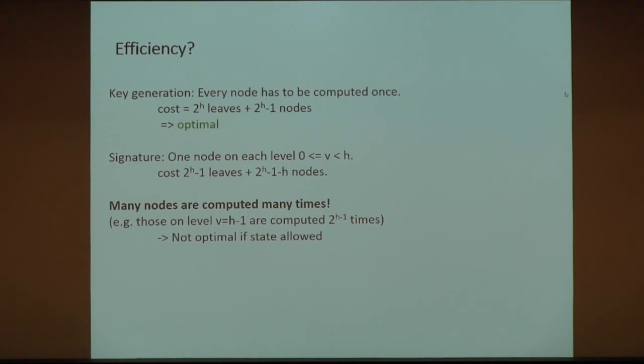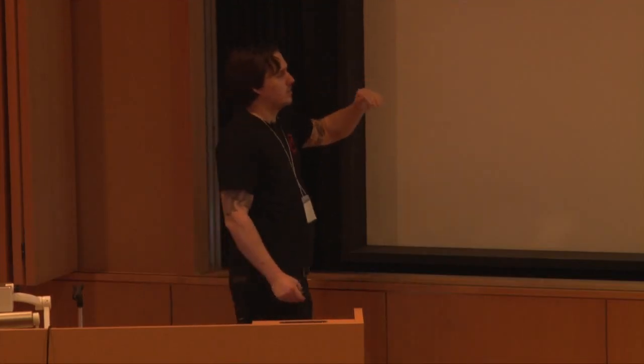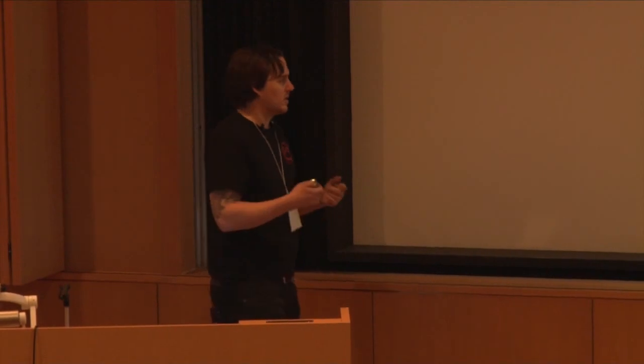So if you look over the usage of the key pair, then especially the nodes on the level immediately below the root will be computed 2 to the h minus 1 times each, because the one node is part of the first half of the authentication paths, and then the second one is part of the second half of the authentication paths. So you're always recomputing these nodes.